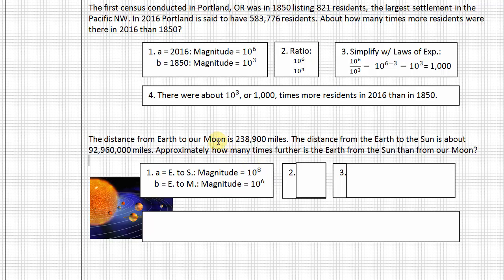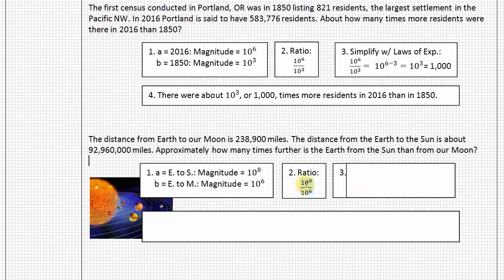We said that the magnitude from the Earth to the Sun is 10 to the 8th power. So I see 8 digits, so 10 to the 8th power. And then from the Earth to the Moon, I said 10 to the 6th, because I see 6 place values there. So we're ready to set up our ratio. We basically already have done it in step 1 since we used the proper order. So our ratio would be 10 to the 8th over 10 to the 6th. And so we're ready to simplify that in step 3.